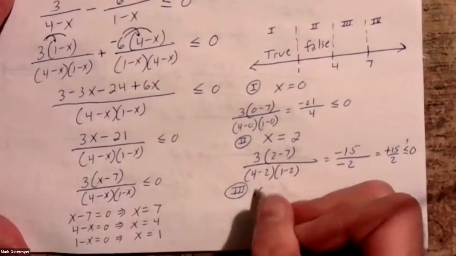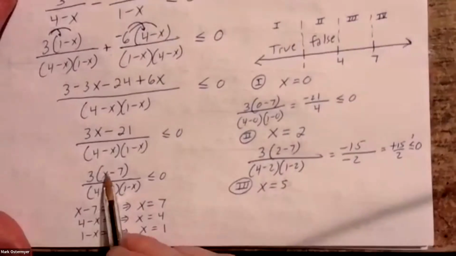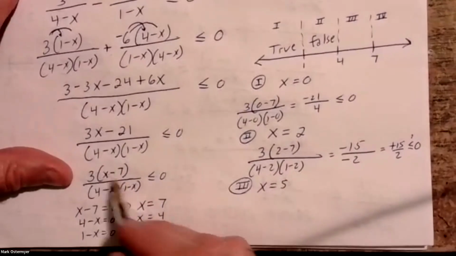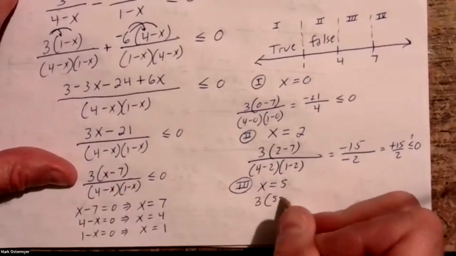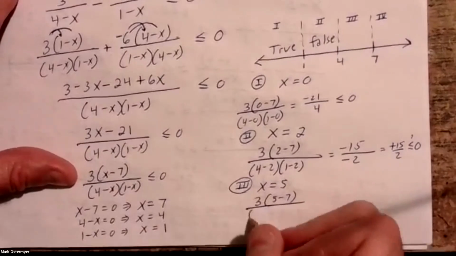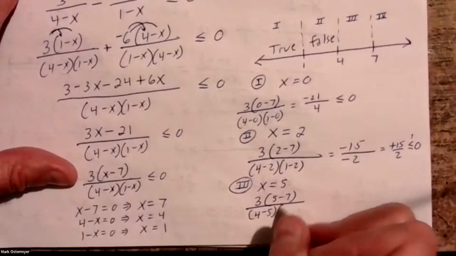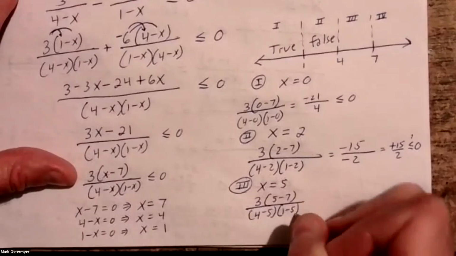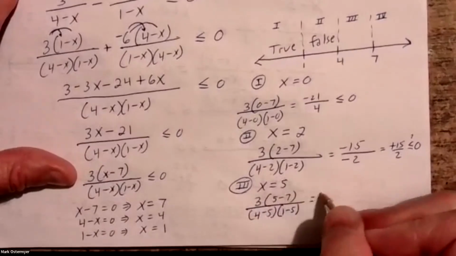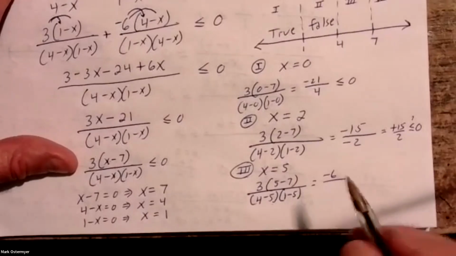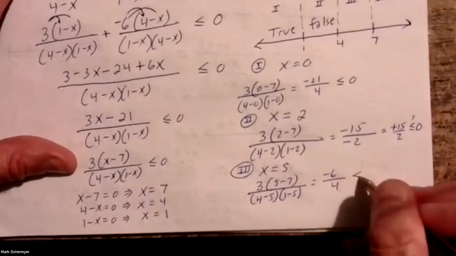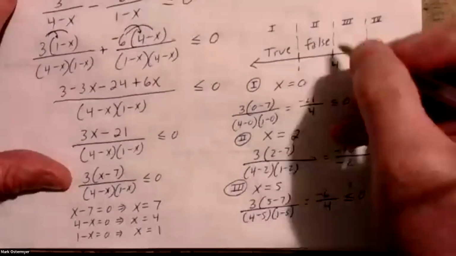Interval number 3, give me something between 4 and 7. How about 5? Put 5 in here and verify. This gives me negative 2, this gives me negative 6 in the numerator. Negative 1 times negative 4 is 4. It's a negative. Is a negative number less than or equal to 0? True.